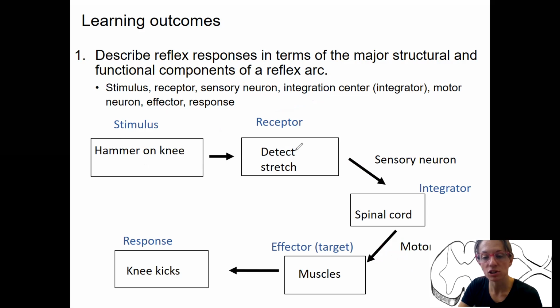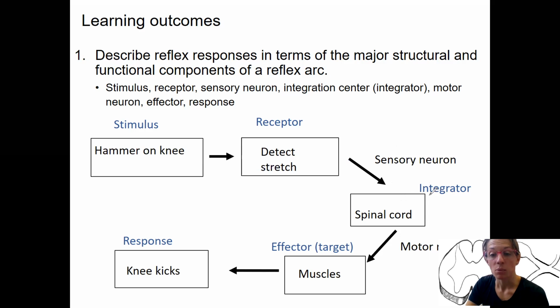They detect the stretch within the quadricep muscle. This information is carried via a sensory neuron to the spinal cord. The spinal cord is the integrator of this reflex, which is why there's no conscious control needed. This is not going to the brain. This is just going to the spinal cord. The spinal cord is an integrator. You learned that in the last videos.